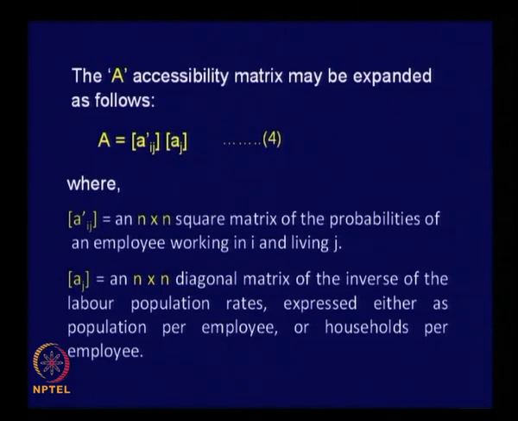And Aj is an n by n diagonal matrix of the inverse of the labor population rates, expressed either as population per employee or households per employee. We are familiar with the term employees per household. We have been discussing this variable in trip production modeling. Here Lowry uses the inverse of that, households per employee.